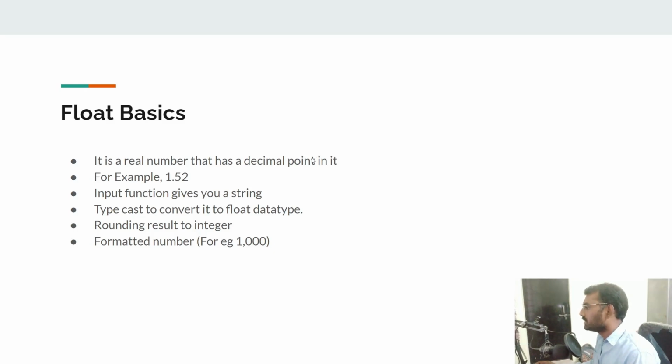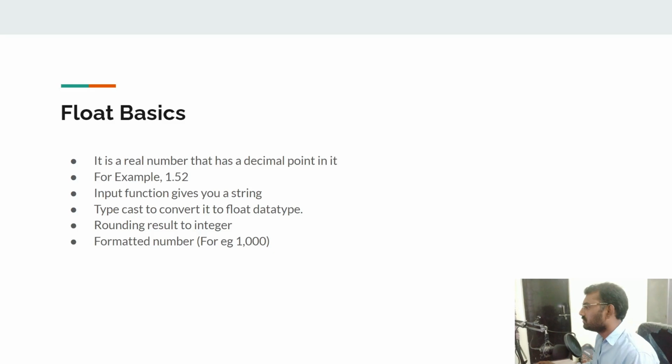We have also seen that the input function by default will accept a prompt, and it will give you a string as output. In order to convert this string to a float or an integer, we have to typecast using the float function or integer function. We have also seen rounding of a floating point number to its nearest decimal number. We have formatted the number like 1000 using commas.